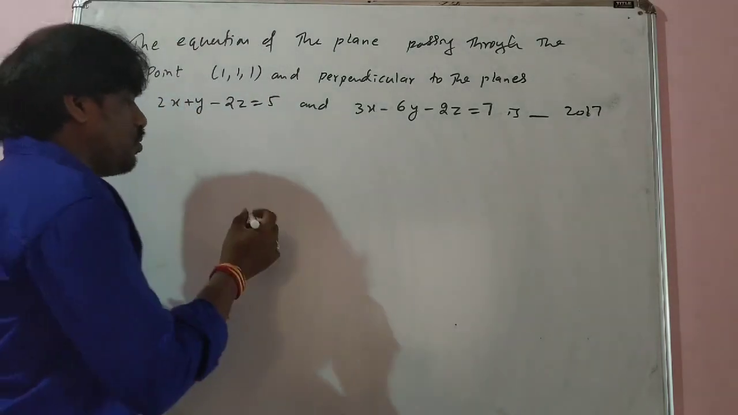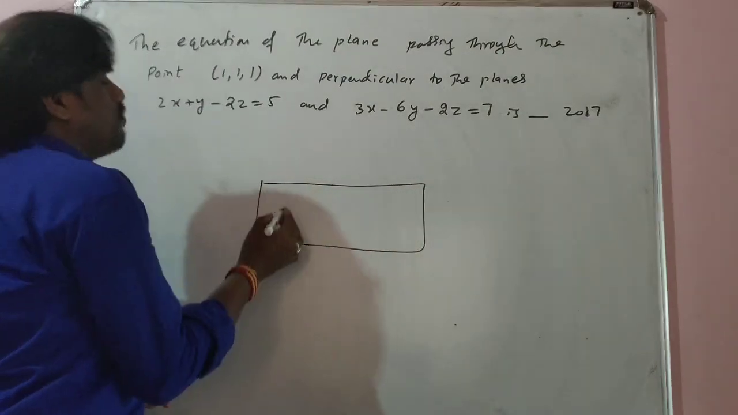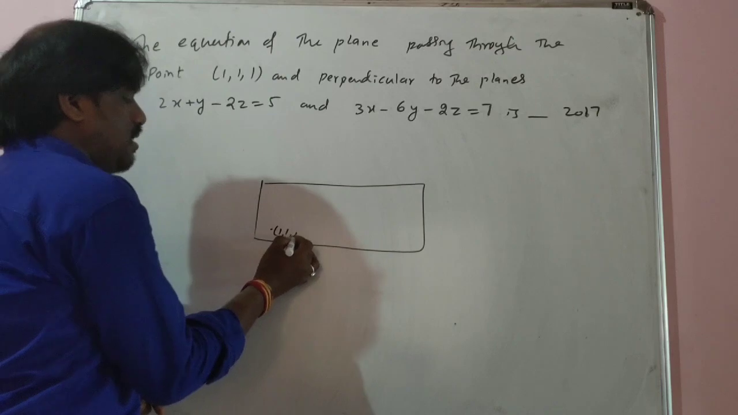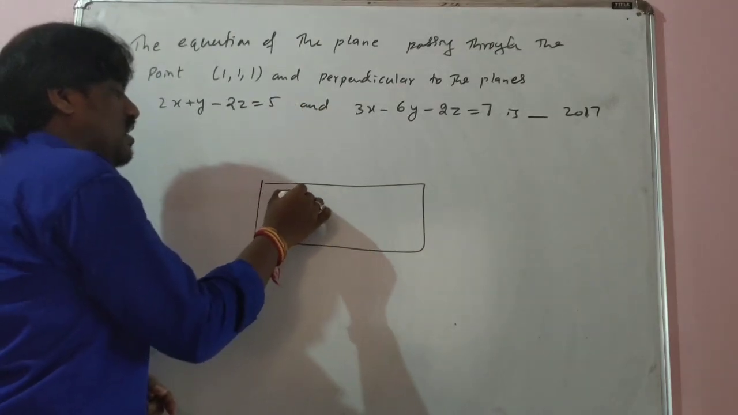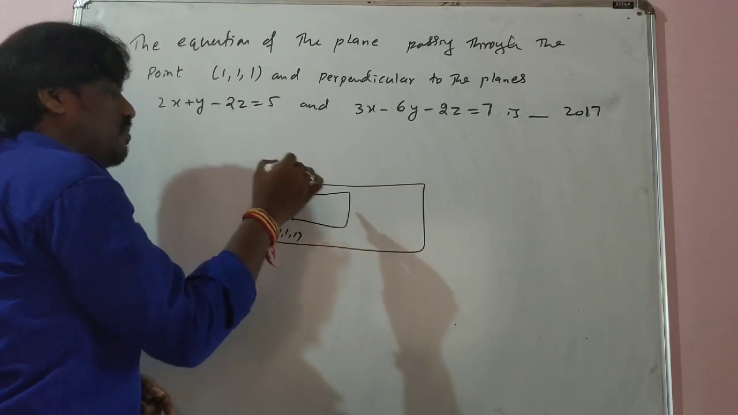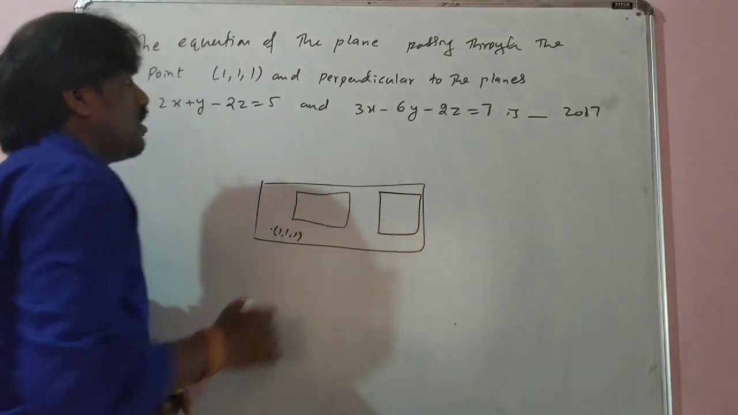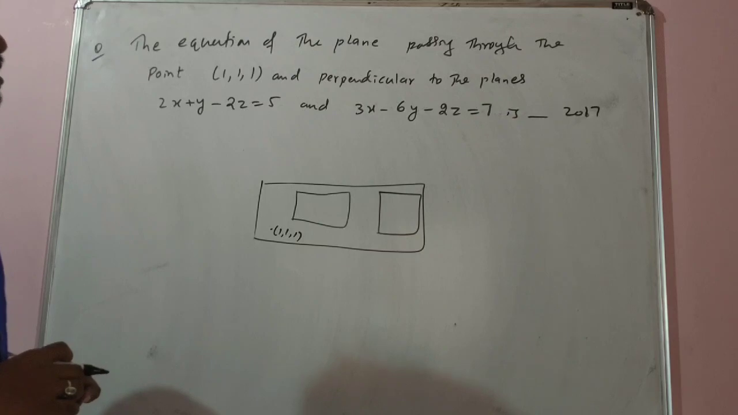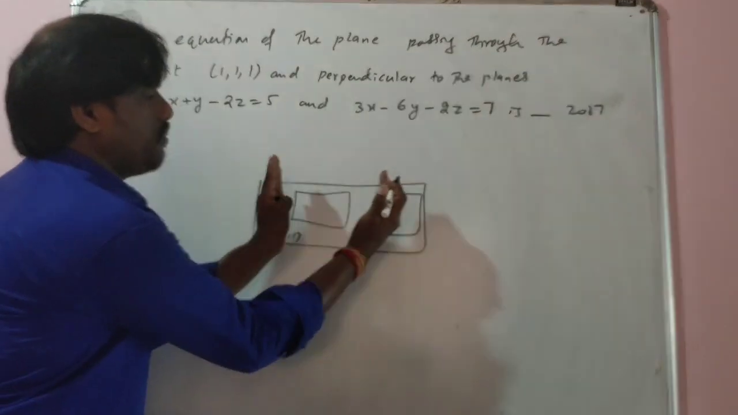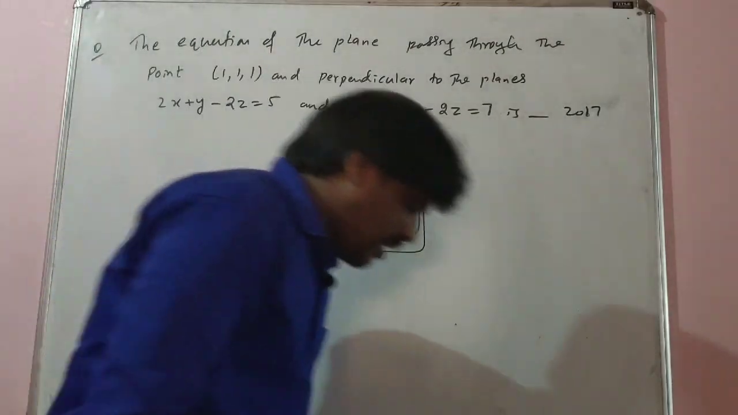Actually what happens is, there will be a plane, this is one plane. On this plane there is a point 1, 1, 1. There are two planes also, you think like this. I say the equation of the plane passing through the point 1, 1, 1 and perpendicular to the planes, and you have to see perpendicular to the planes like this. I just want to show you.